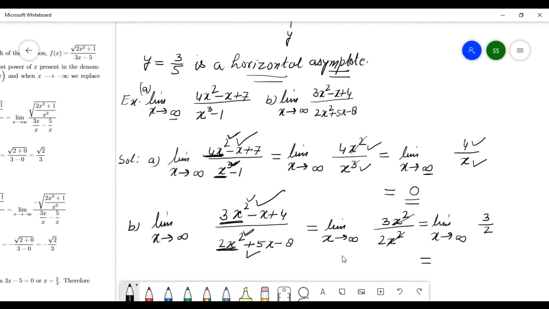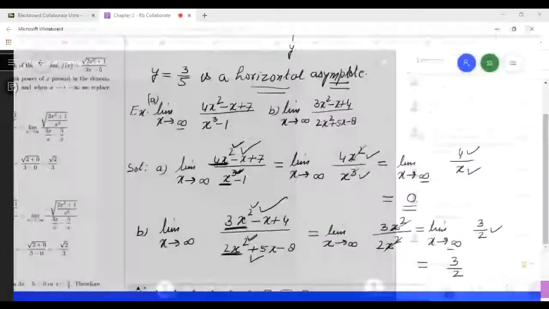Okay, that is equal to what? Limit as x goes to infinity. Here there is no x, only 3 by 2, a constant. This will be the same number, 3 by 2. This is the answer. Right? Okay? Choose any one in the exam. The quick method is good for you.